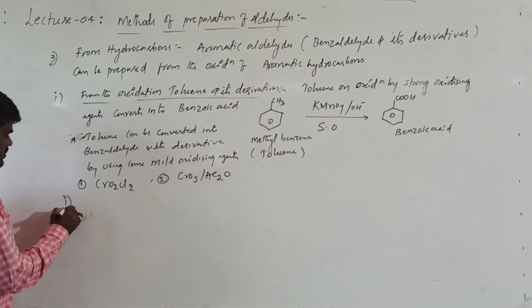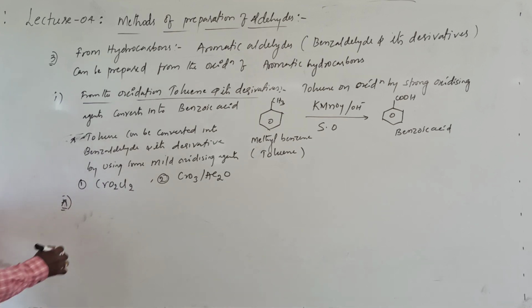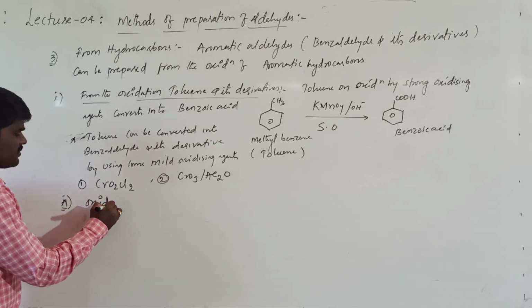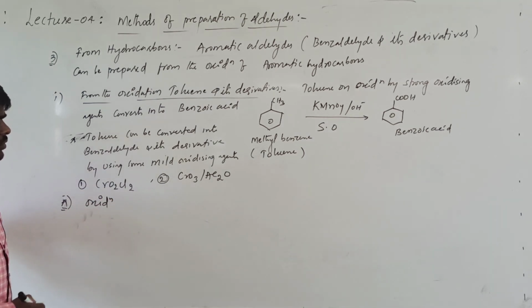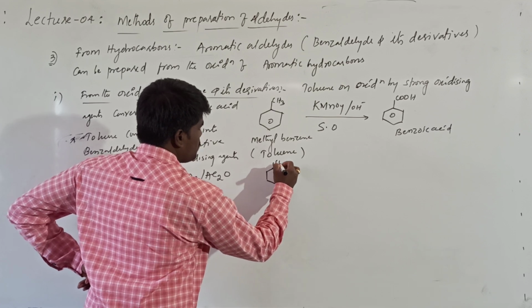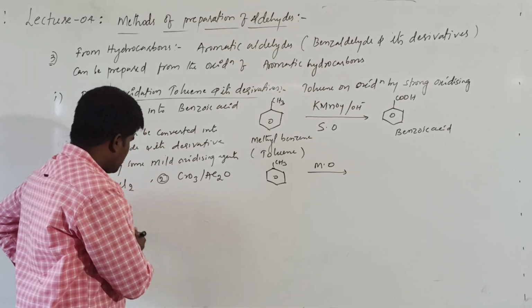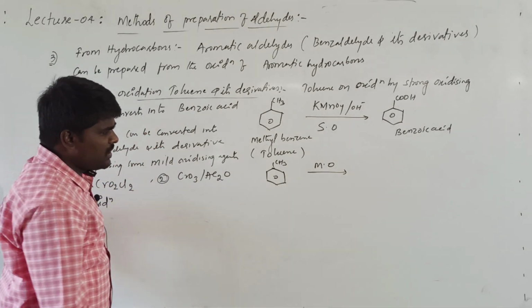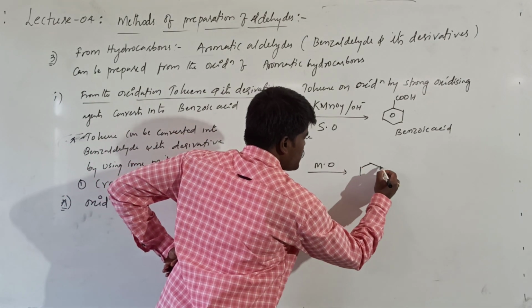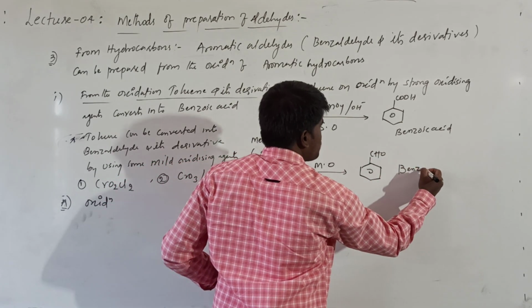The first one is oxidation by, we will see the first one. Suppose you subject toluene to any mild oxidizing agent. What are mild oxidizing agents? Either chromyl chloride or chromic oxide. If you take any one of these, it will be converted into benzaldehyde. This is called benzaldehyde.